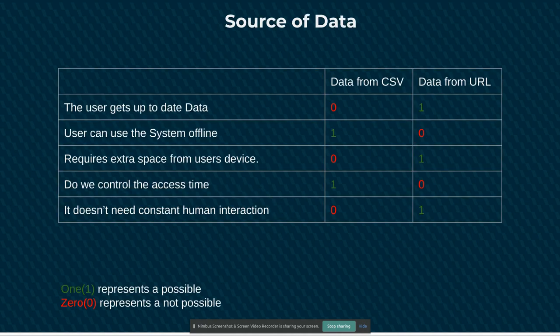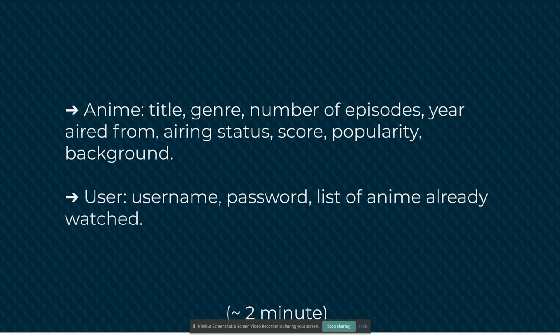So we had two sources of data and we did a comparison matrix. As you can see, I can pause the video to go through it. And then after the comparison matrix, we saw that we need both CSV and URL data, because we didn't have one data source that satisfied all the conditions that we wanted for the anime recommendation system.